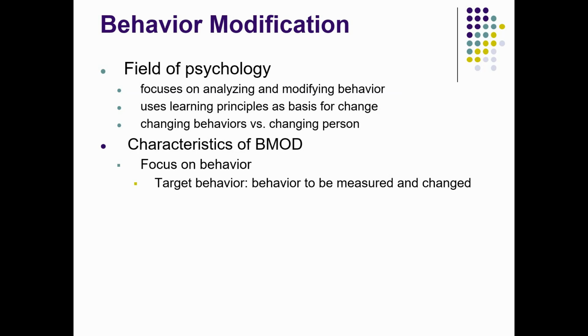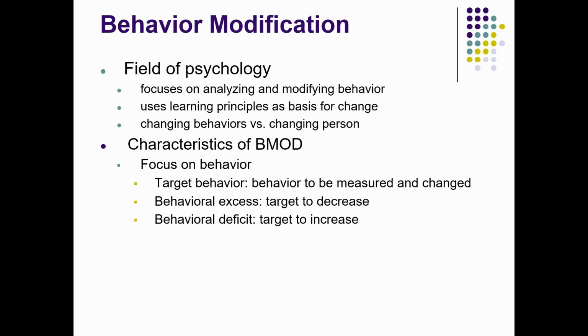And as we mentioned, oftentimes we will think about these target behaviors in terms of an excess, some kind of a target we want to decrease. This is something that we're doing too much of, right? So that might be playing video games, it might be smoking, it might be consuming sugar. This is something we want to decrease. Or it might be a behavioral deficit, some kind of a target we want to increase. So this could be hand washing behavior, it could be sleeping, it could be exercising. These are the things that we want to do more of.